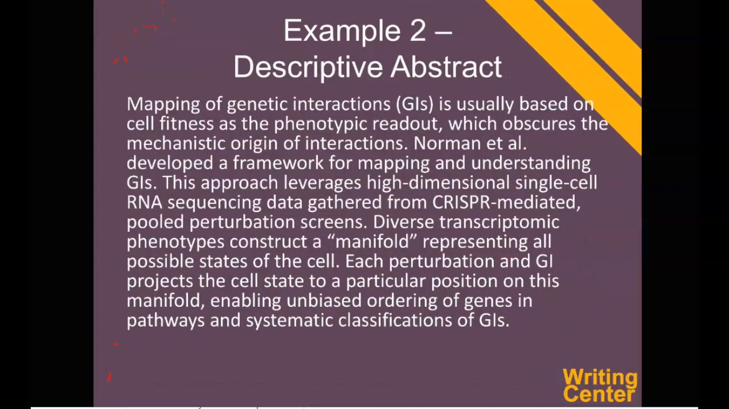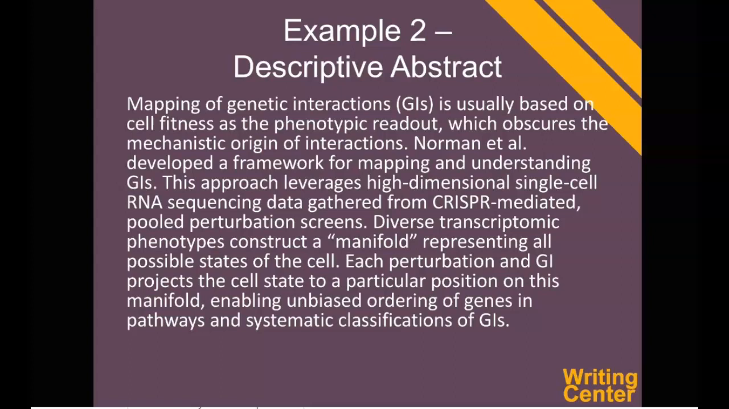Let's look at some more examples. So descriptive abstract, and the next two abstracts come from the same example, from an article in Science, example 2 on your handout. And this one is a descriptive abstract. So this one is written not clearly following necessarily the IMRAD structure.